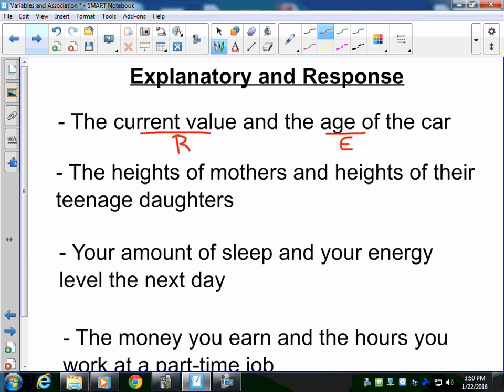As a car ages, it loses value, and there ends up being some point where a car becomes a collector's item and that would change, but the value of the car is in response to the age of the car. If we have heights of mothers and heights of their teenage daughters, we're looking at moms versus daughters with respect to height. The daughter's height would respond to the explanatory variable of the mother's height.